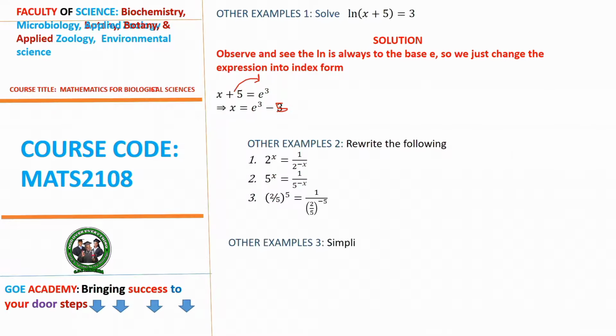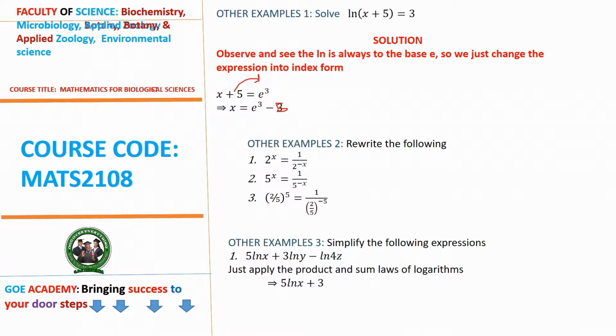So it's just another way of writing the function. Okay, if I ask you to simplify the following, 5 ln x plus 3 ln y minus ln 4z, all of this is just for you to apply the product and division law of ln or log, which we saw already. So 5 ln x plus 3 ln y minus ln 4z is just the same as what? Ln x squared plus ln y cubed minus ln 4z.